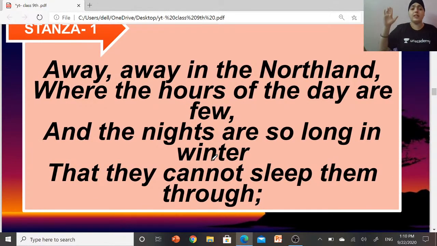Away in the Northland, where the hours of the day are few and the nights are so long in winter that they cannot sleep them through. So I'm going to explain this to you in a very easy way. Then we'll go through the explanation of this particular stanza of the poem. Okay, so away in the Northland, where the hours of the day are few and the nights are so long in winter that they cannot sleep them through.